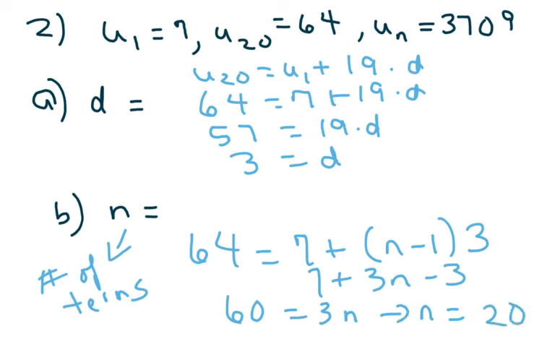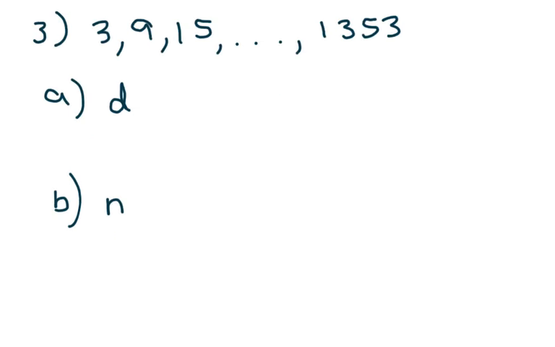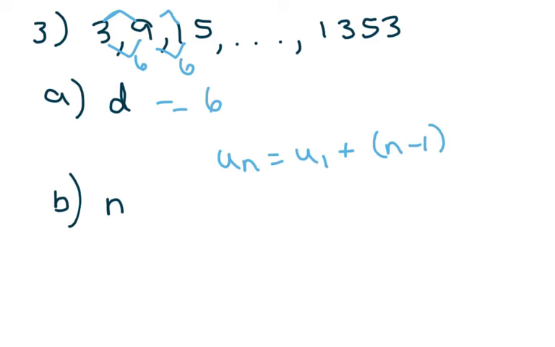Alright. Now, here's another one, number 3. They give you a list of numbers and they want you to find d. Well, it's very clear that the common difference here is 6. I'll do it down here, 6. Alright, and then they want you to find n. So basically, we're going to do the formula u_n equals u_1 plus n minus 1 times d. So we're finding the number of terms.